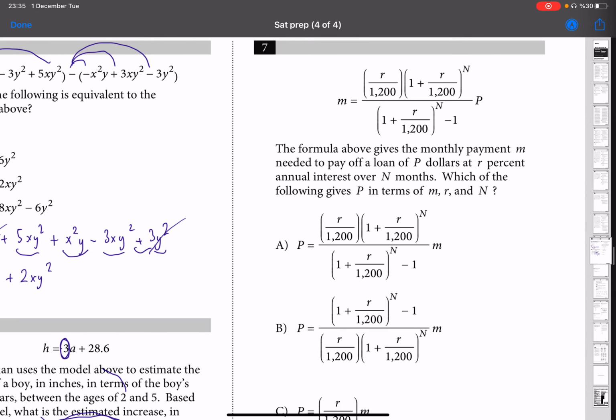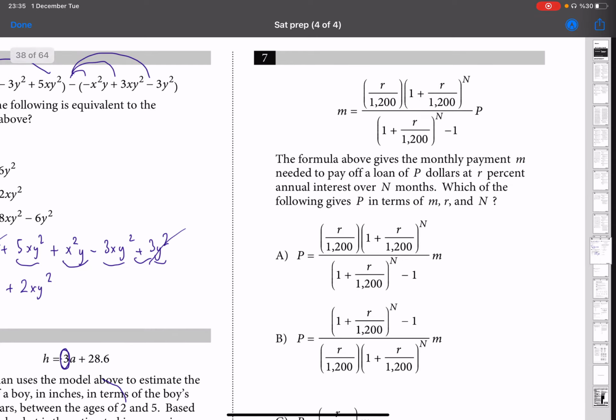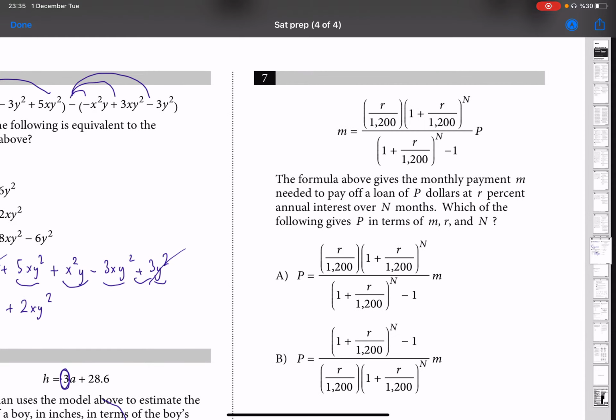Next question. The formula above gives the monthly payment M needed to pay off a loan of P dollars at R% annual interest over N months. Which of the following gives P in terms of M, R, and N? Don't be afraid of seeing these huge numbers. The question only asks us to find P in terms of M. So the thing we should do is, at the beginning, multiply the denominator of this side with both sides of the equation.